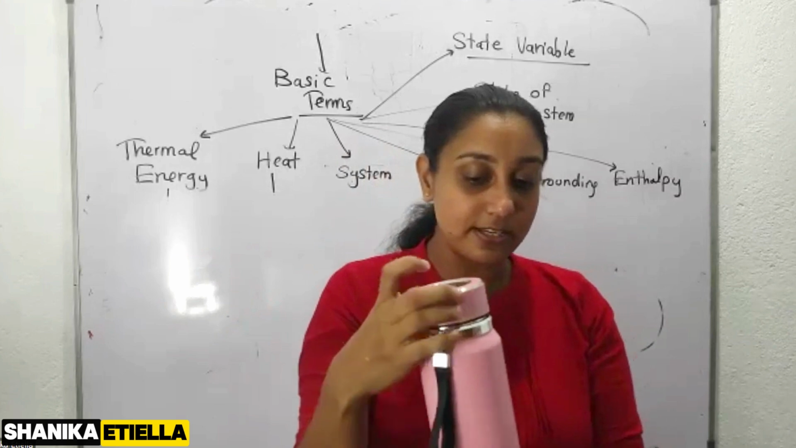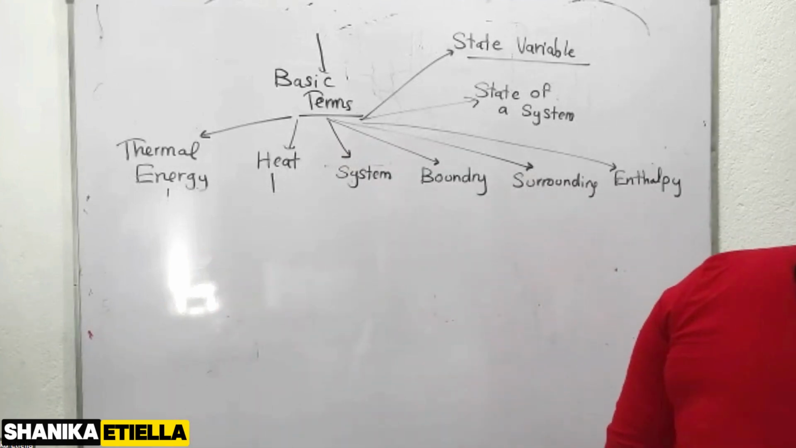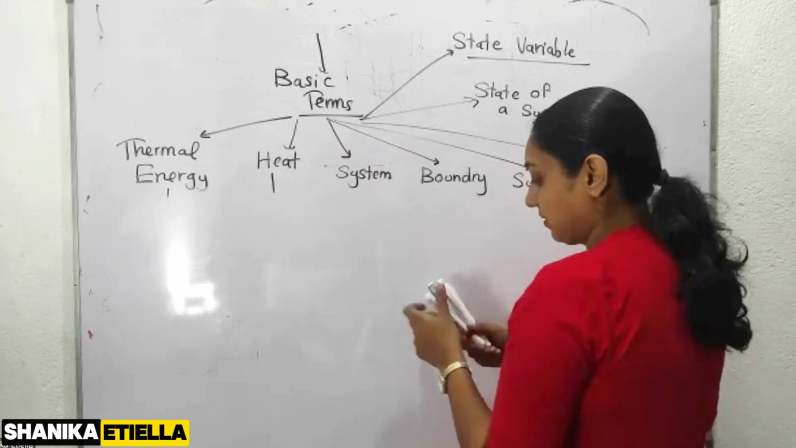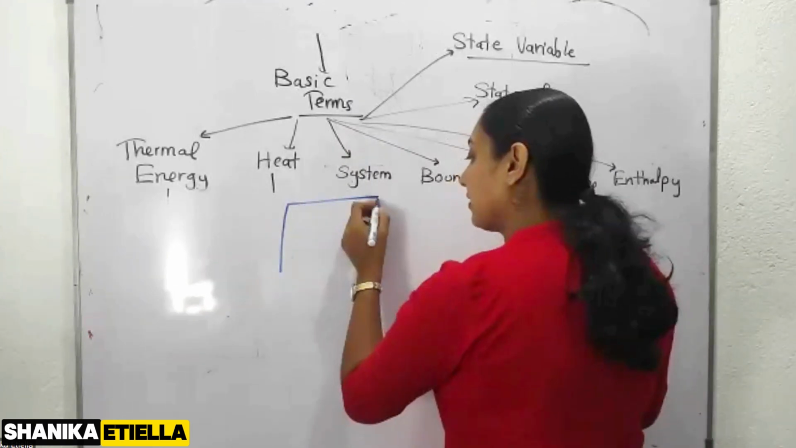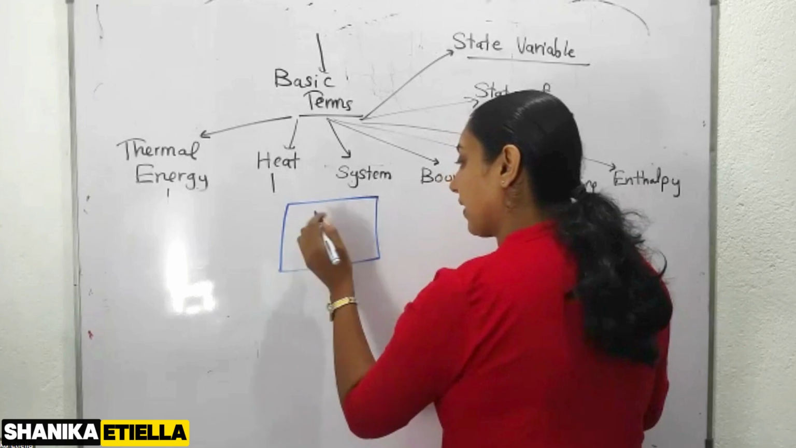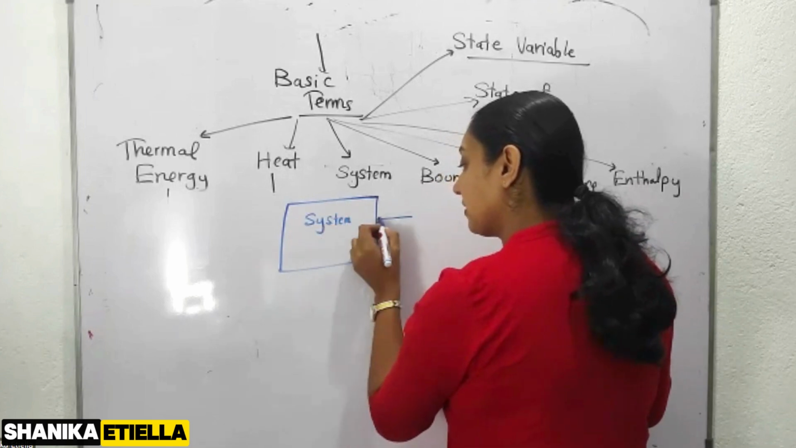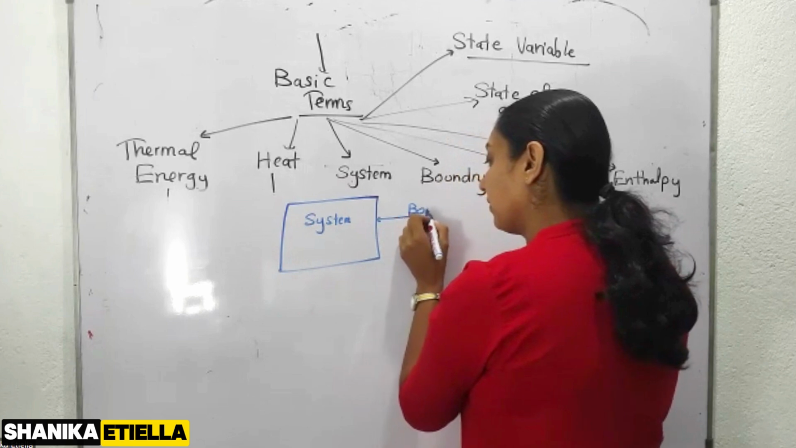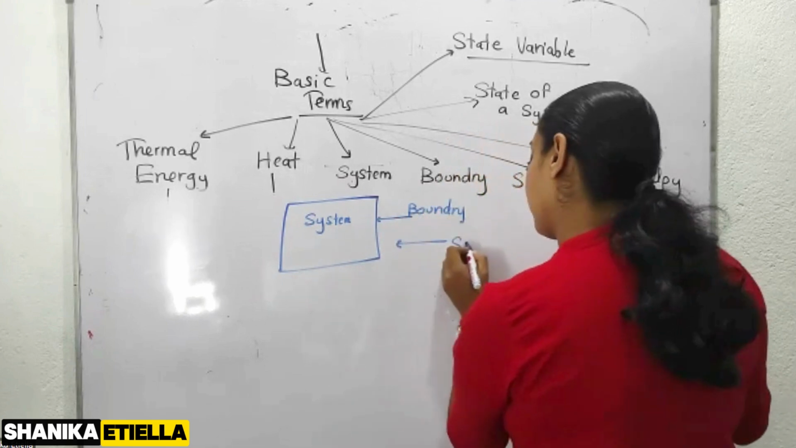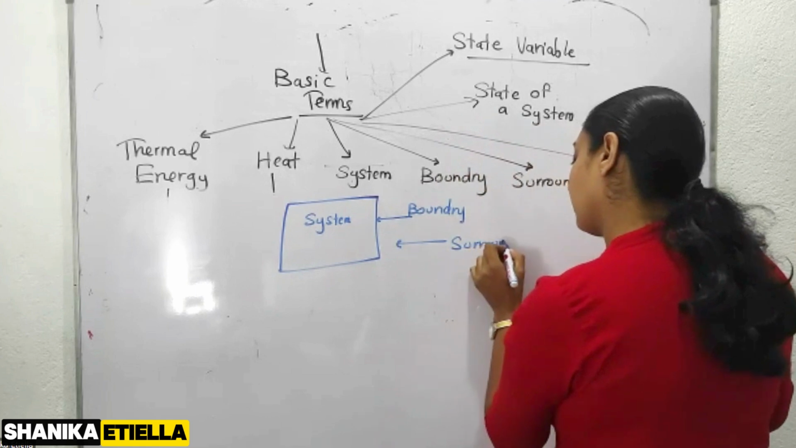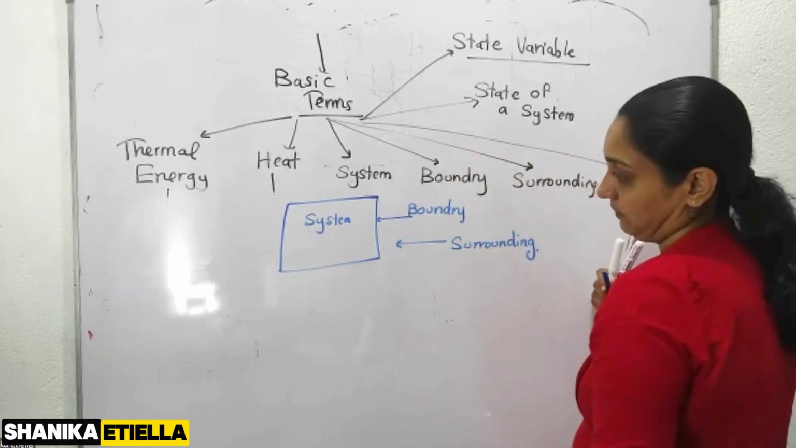First we'll draw a system. You can draw it like a bottle or mug or something. I just draw a square, and I consider the inside as the system, the lines as the boundary, and this outside as the surrounding.